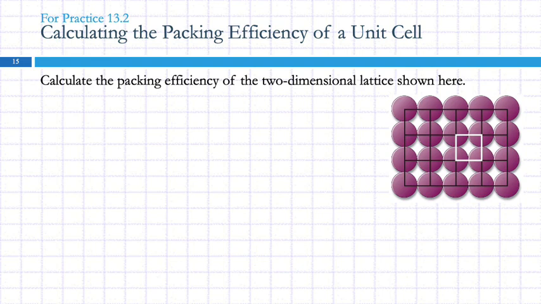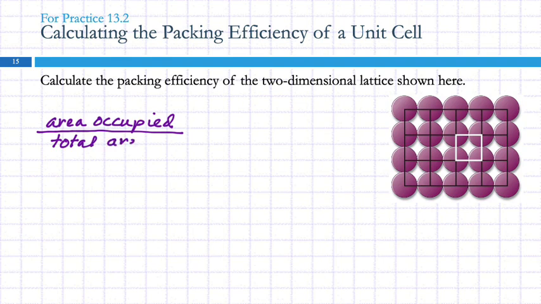So here they're asking us to calculate the packing efficiency of a 2-dimensional lattice, just because this is easier to do than 3 dimensions. So this is like a 2-dimensional version of that simple cubic unit cell, where we have the center of an atom at each corner of a unit cell. So the packing efficiency is how much, in this case, of the area occupied by atoms divided by the total area times 100. That's going to be the packing efficiency.